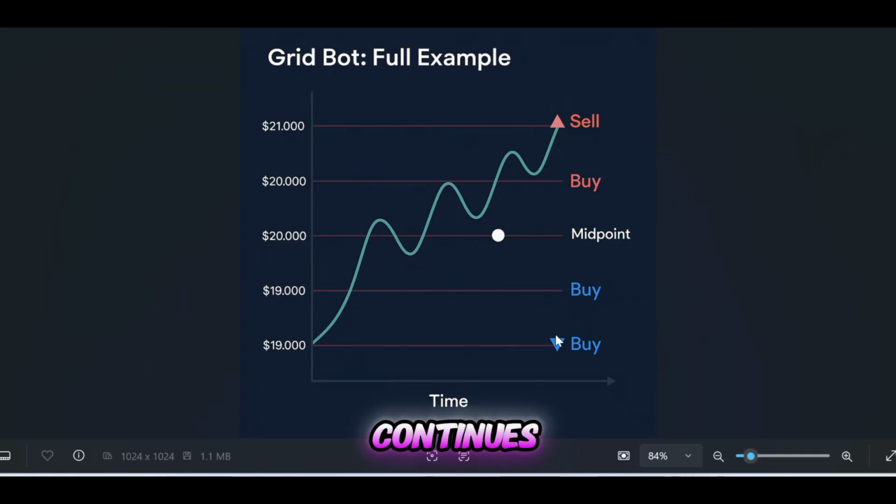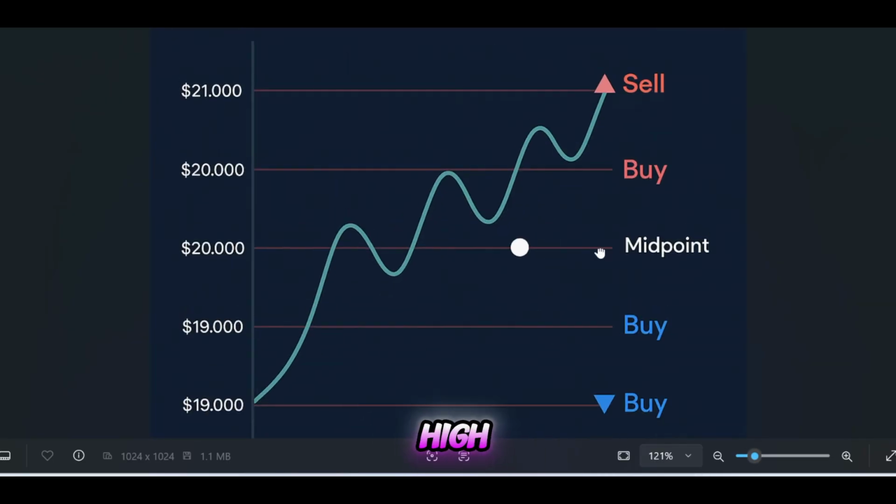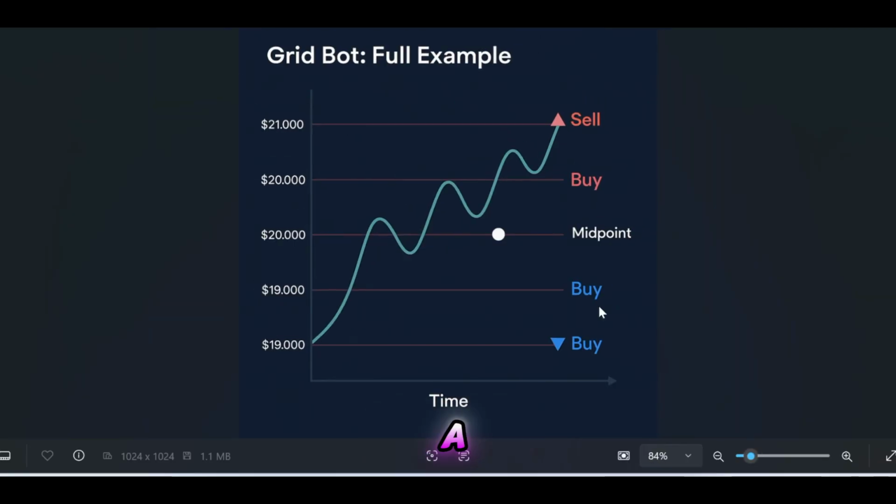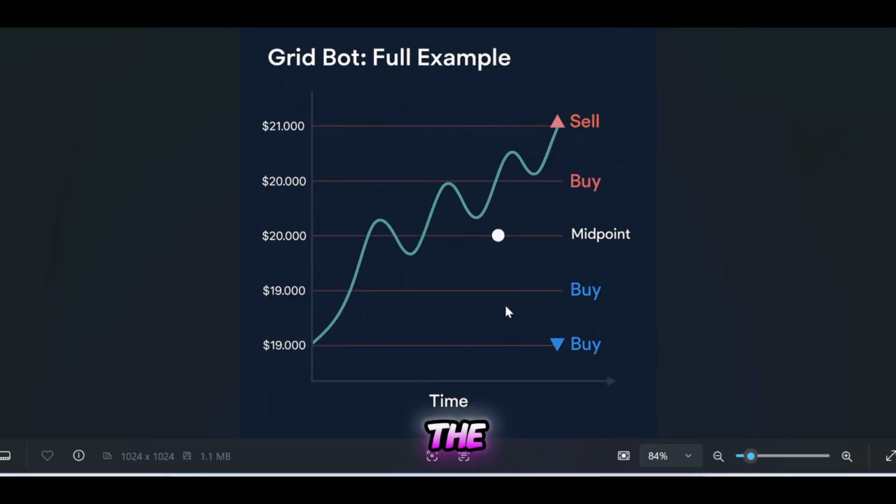And the cycle continues. If the price drops further to $19,000, the buy order at that level is triggered. Later, when the price bounces back up to $21,000, the bot executes a sell order, again earning a $2,000 profit per BTC from that trade. This process of buying low and selling high keeps repeating as long as the price remains within the defined grid range. To visualize this, imagine a chart with 5 horizontal lines representing the grid levels.